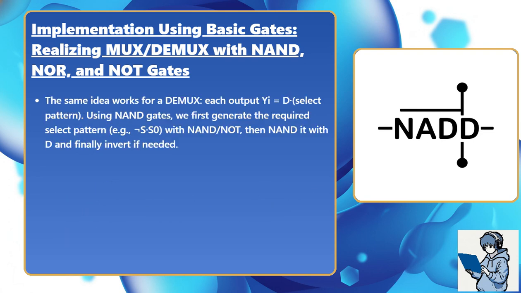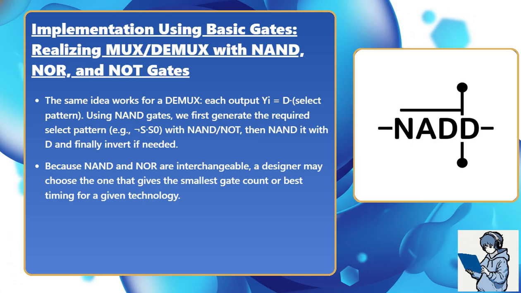The same idea works for a DEMUX. Each output y sub i equals D and the select pattern. Using NAND gates, we first generate the required select pattern, for example not S and S0 with NAND or NOT, then NAND it with D and finally invert if needed. Because NAND and NOR are interchangeable, a designer may choose the one that gives the smallest gate count or best timing for a given technology.